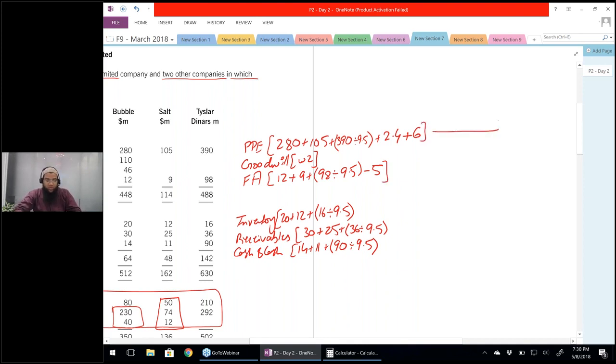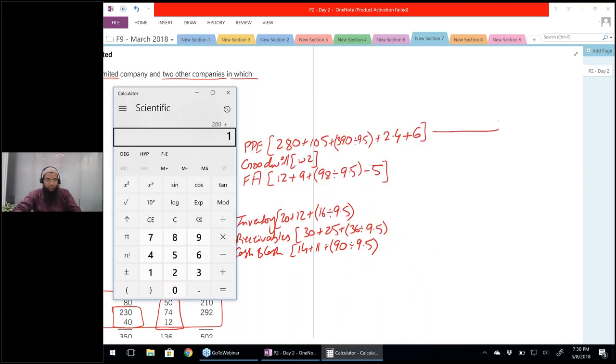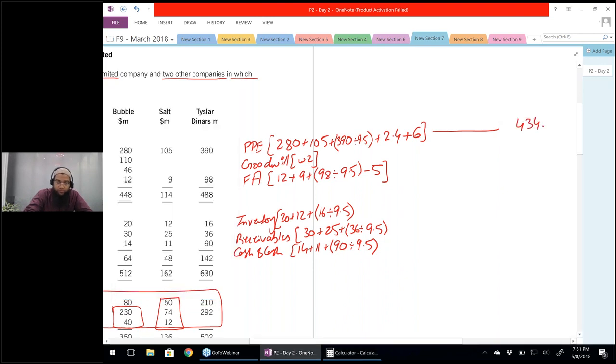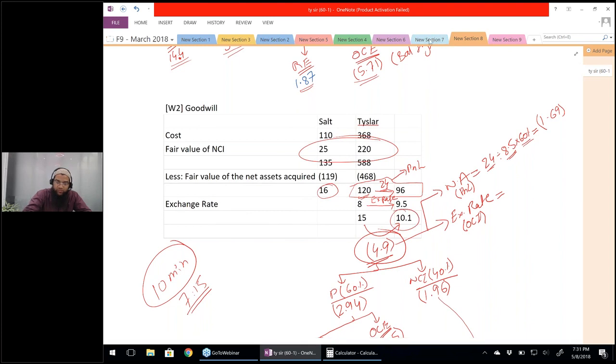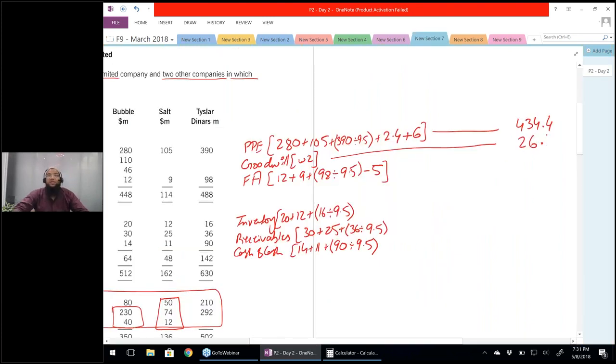So PPE will become 280 plus 105 plus 390 divided by 9.5 plus 2.4 plus 6, which will give us 434.4. Goodwill that we have calculated previously in working number 2 was 16 and 10.1, which will be 26.1.